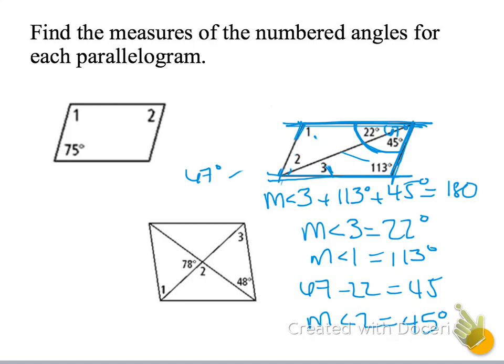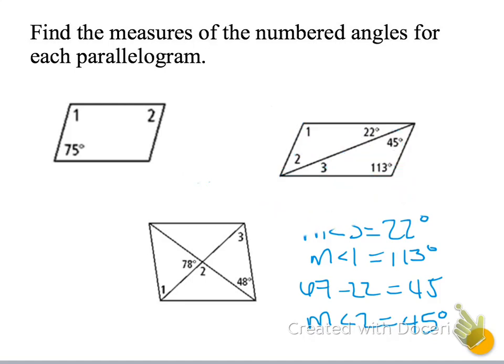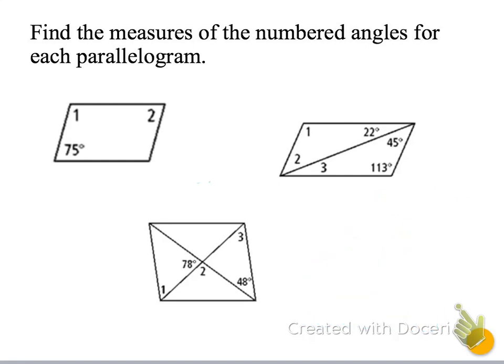Now I'm going to erase that so we can do the other one. So my next one, we can find the measure of angle 2 pretty quickly because it creates a straight line. So if I take 180 minus 78, I should get the measure of angle 2. So 180 minus 78, so 102. So the measure of angle 2 is 102 degrees.